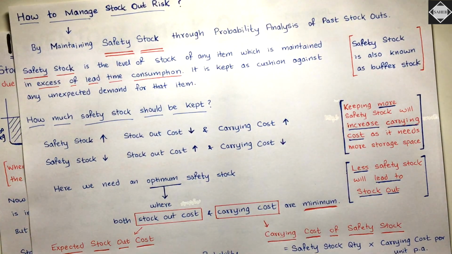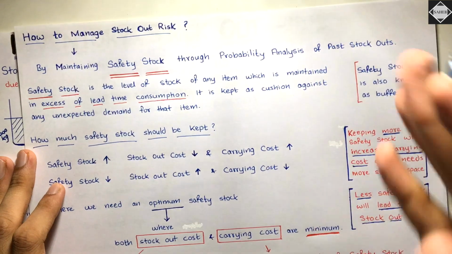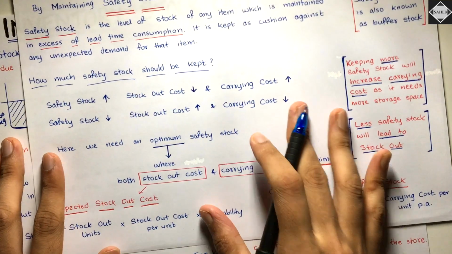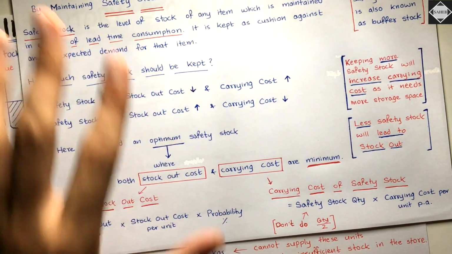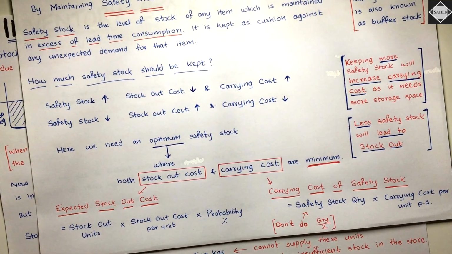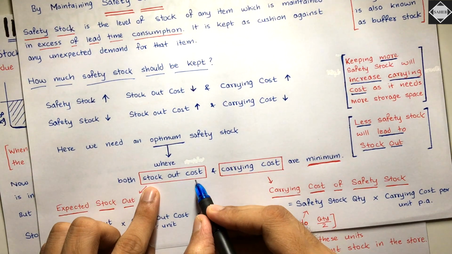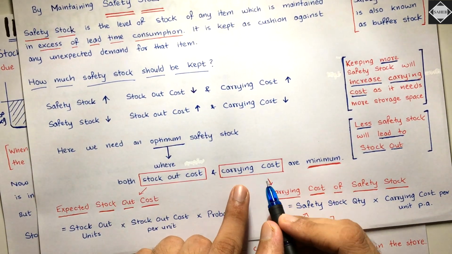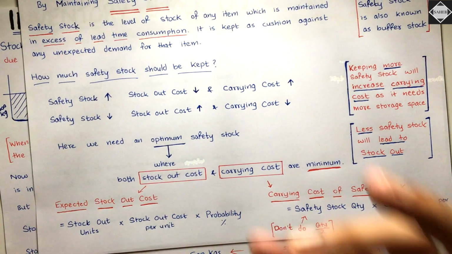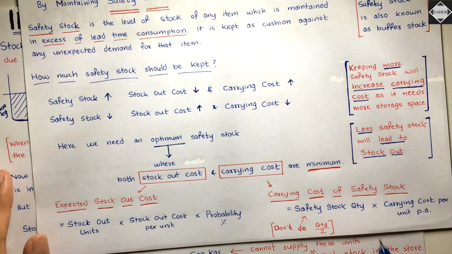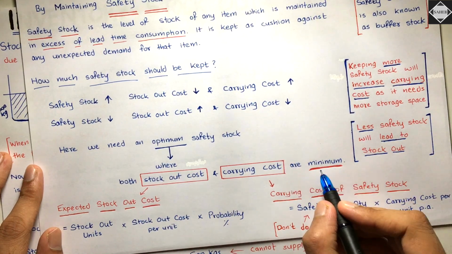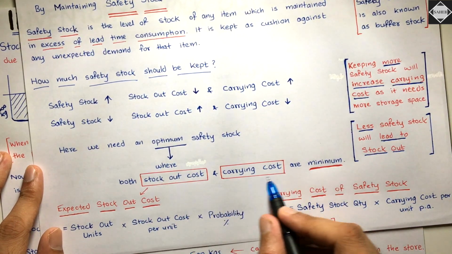Now, how will we calculate safety stock? There are so many formulas to calculate safety stock, but in our CA Intermediate syllabus, we'll do probability analysis. Through probability analysis, we'll have different scenarios. 5, 6, 7 scenarios can be there in the exam, which means cases. In that we will calculate stock out cost and carrying cost, and then we will add both of them, we'll get total cost, and then we'll select the scenario in which the total cost is minimum, which means both stock out cost and carrying cost are minimum.